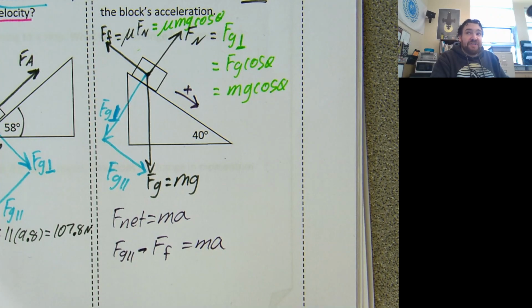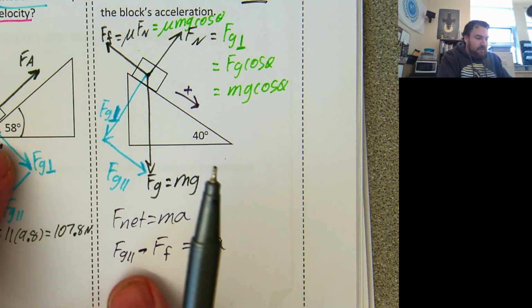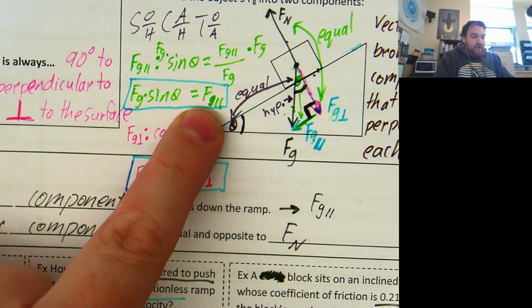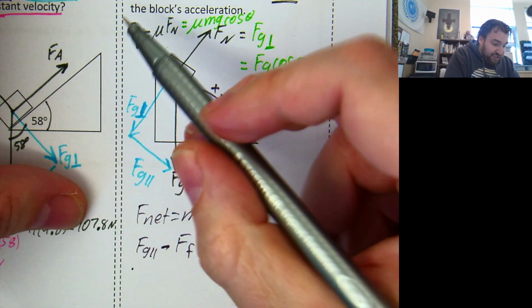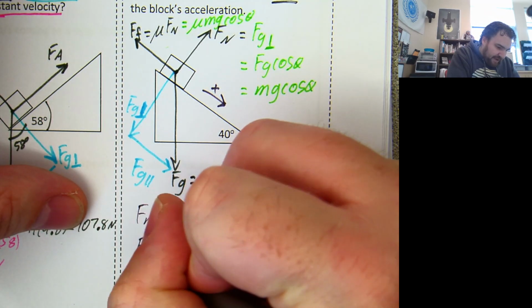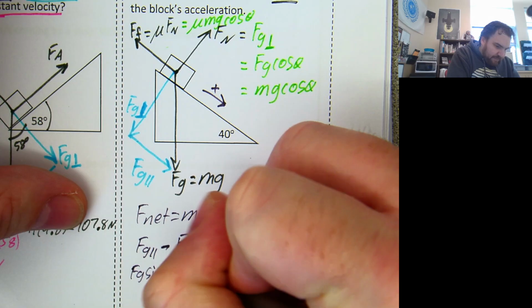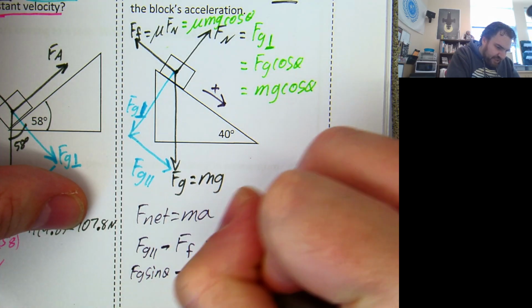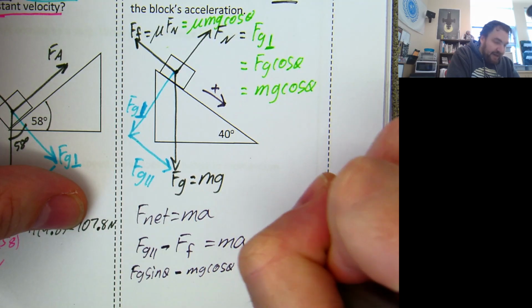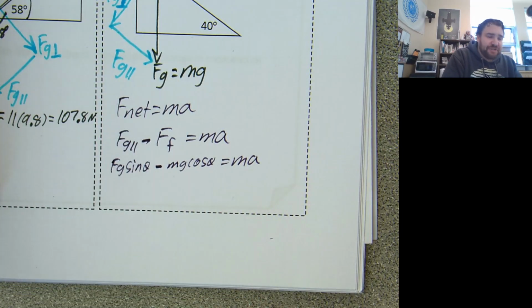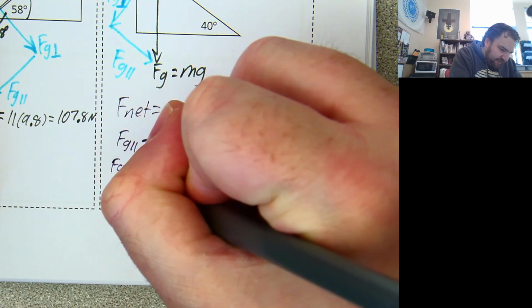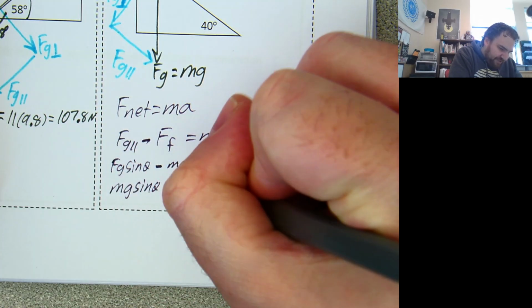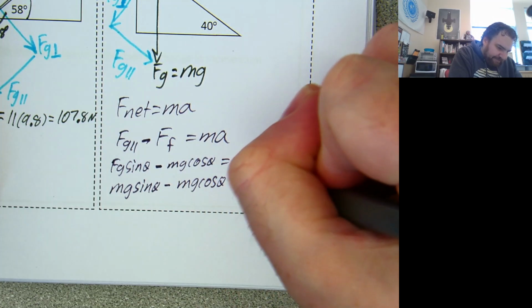We have expressions for all these things. FG parallel, we said before, was FG sine theta. And FG is just MG. So we're going to have FG sine theta minus MG cos theta equals MA. I can start to plug some things in here. We said that FG was just MG. So I'm going to have MG sine theta minus MG cos theta equals MA.